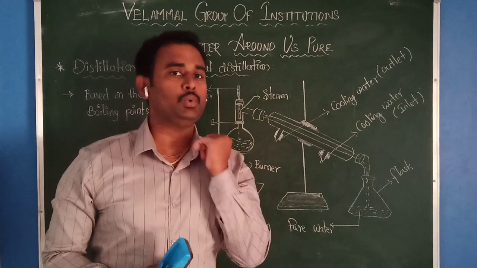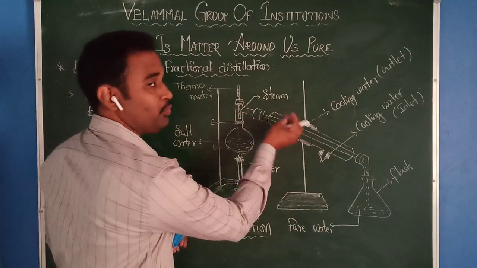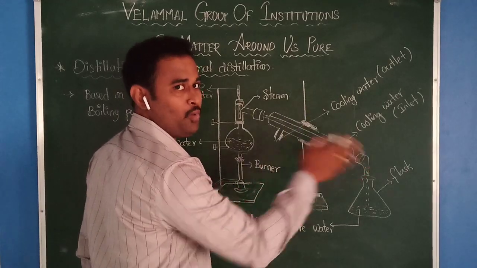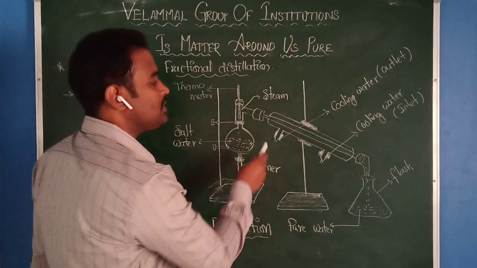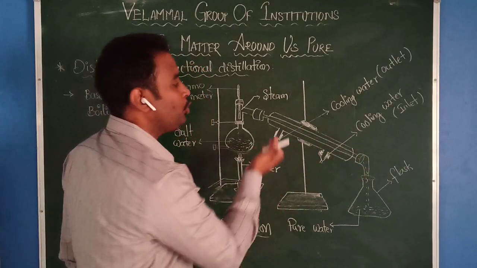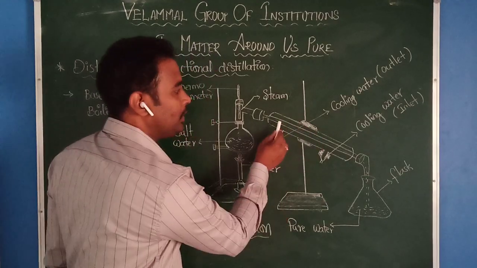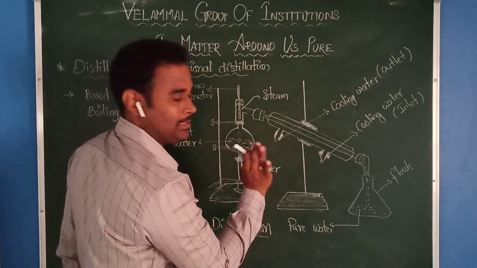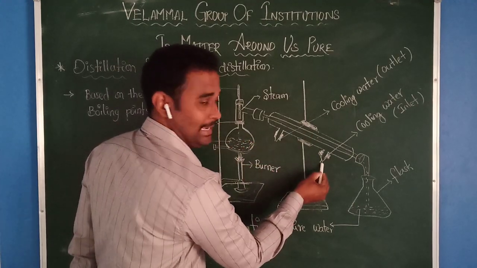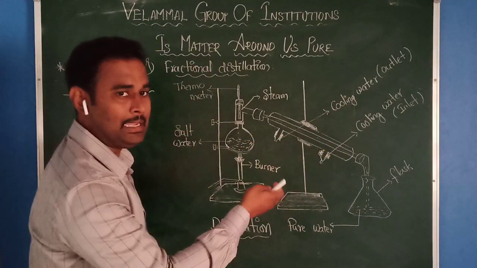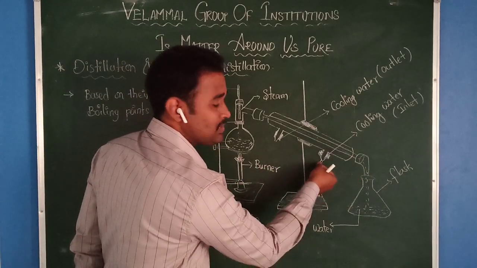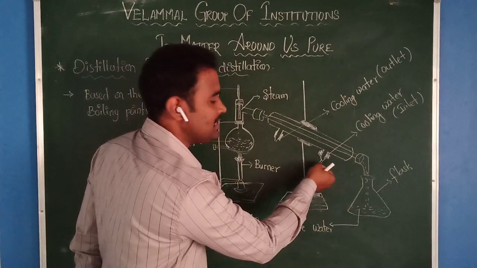Then what we need to do, we need to cool that water vapor, or we need to cool that steam to convert into water again. That is why we are using one condenser here to cool that steam. We are using one inlet and one outlet. This is the inlet. That means we just give one water connection to the inlet. That means you just forward the cooling water by using this inlet.